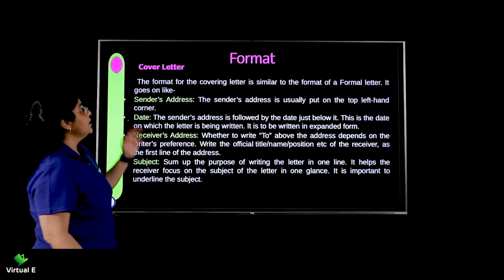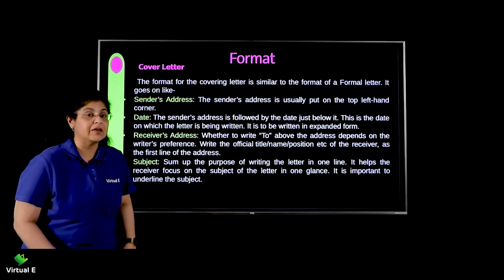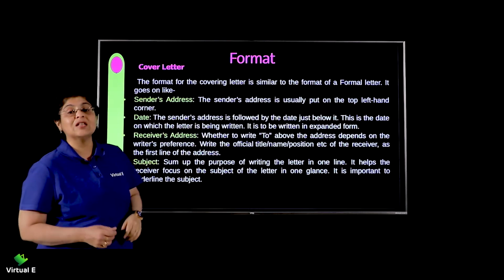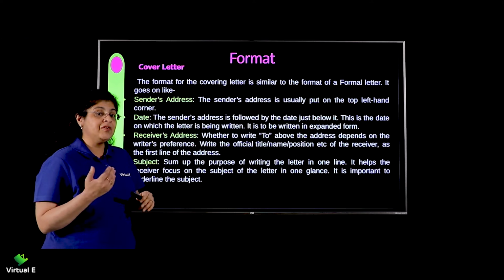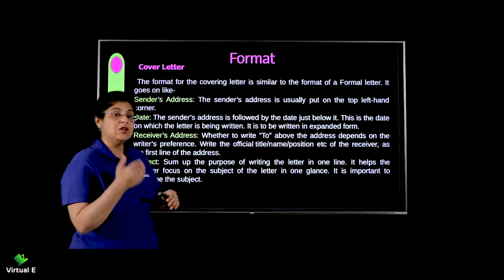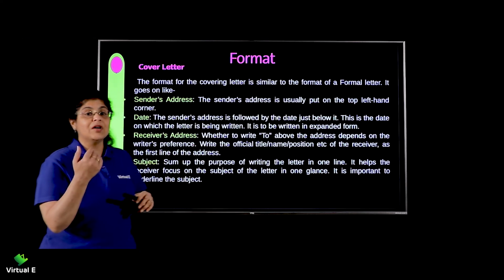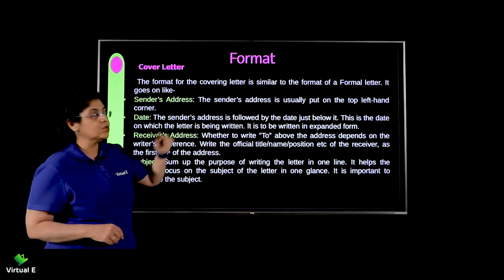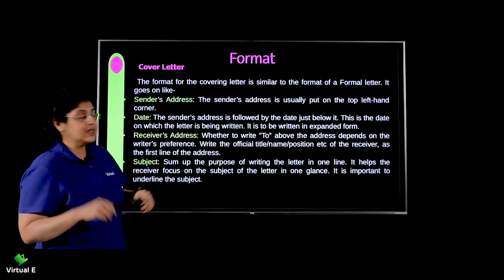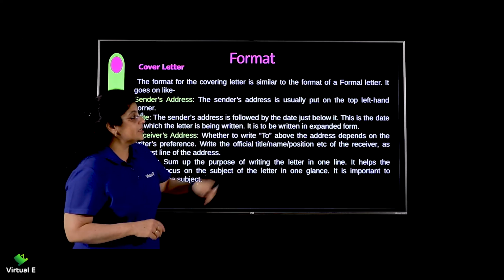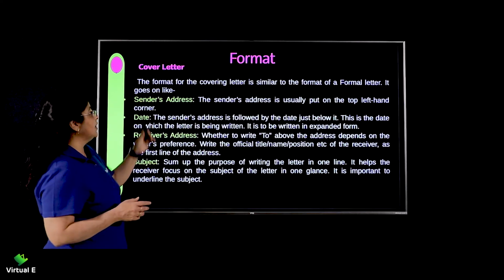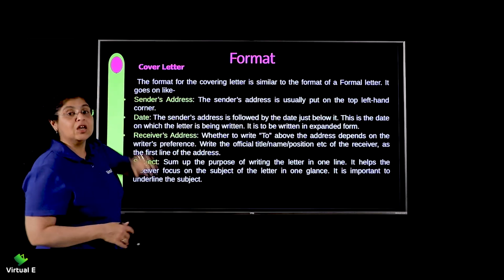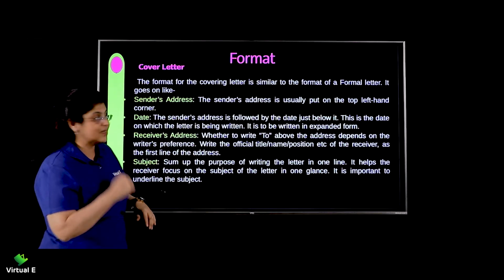So let's see. First, we'll talk about the format of the cover letter. The format for the covering letter is similar to the format of a formal letter. You remember when we had learned to write to the principal, or to the editor, or to the municipal commissioner, all the official authorities. So similar to that, it goes on like first, the sender's address. The sender's address is usually put on the top left hand corner. So if this is your page, this is the margin. So here on the left hand side, you have your address, the sender's address.